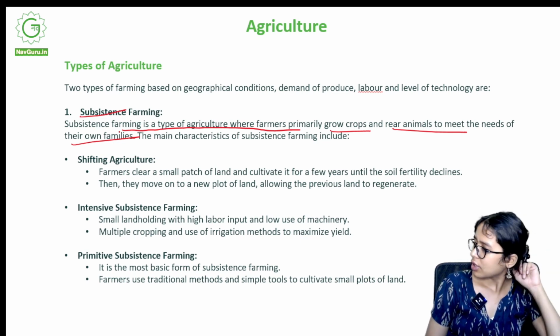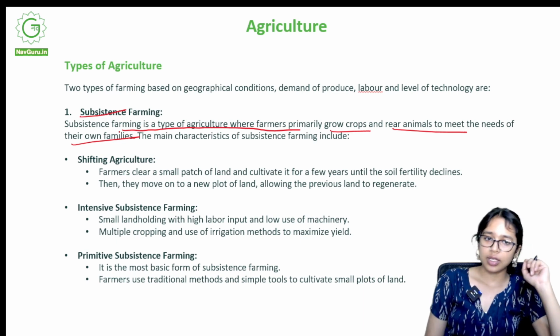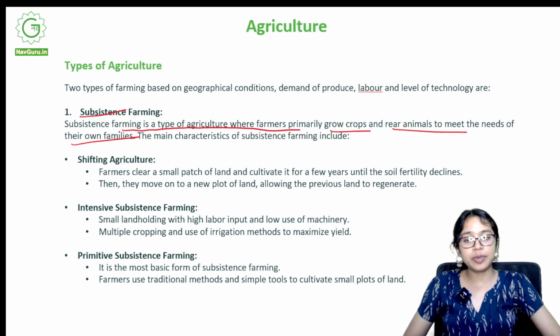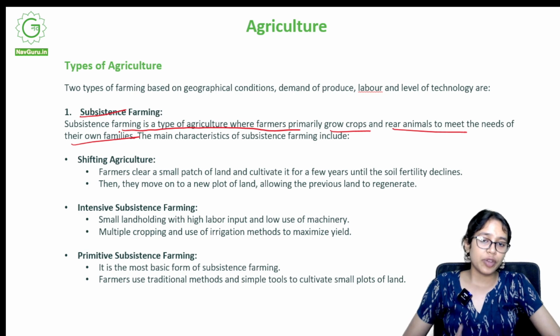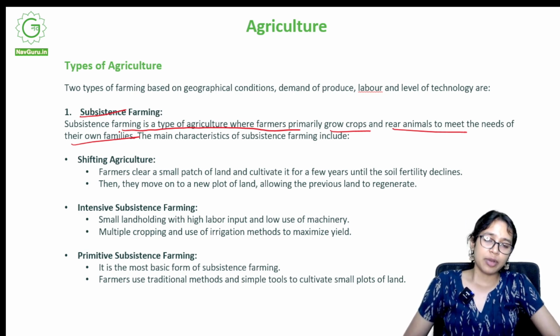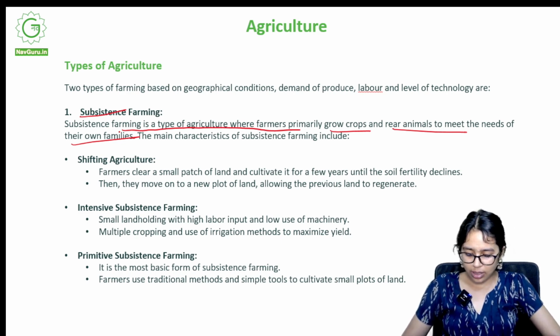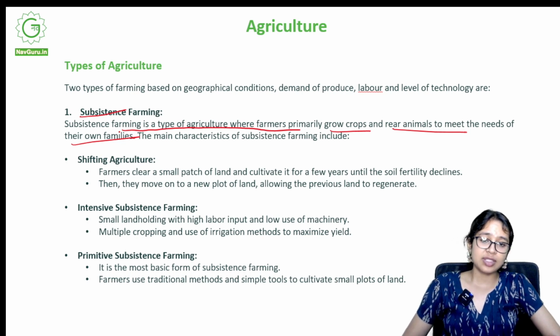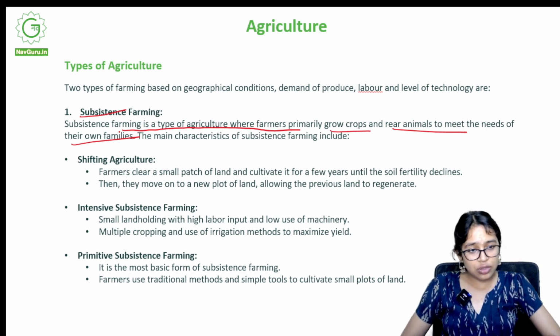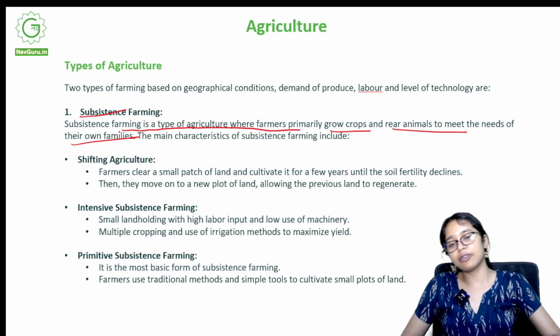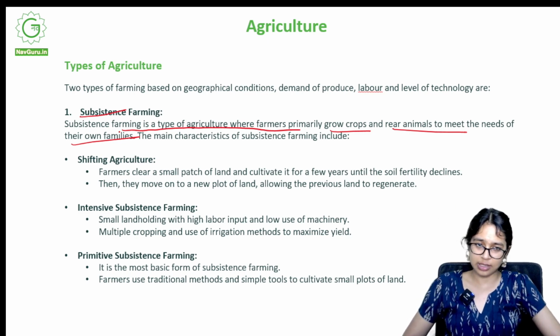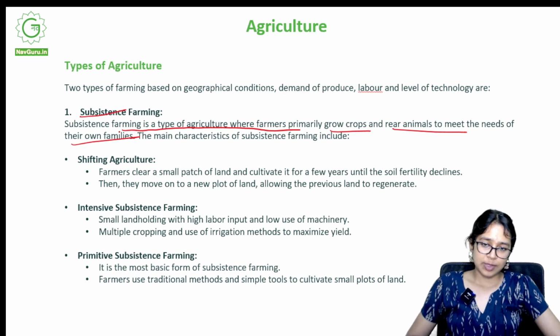commercial purpose? No, that comes under commercial purpose, which could be various kinds of things. So over here, subsistence farming is where the farmers primarily grow crops and rear animals to meet the needs of their own family. So it's to meet the needs of their own families. Like sometimes people sell milk. It is also to fulfill the needs of their own families because that brings in money, and with money, the family sustains. Right? So this is known as subsistence farming.